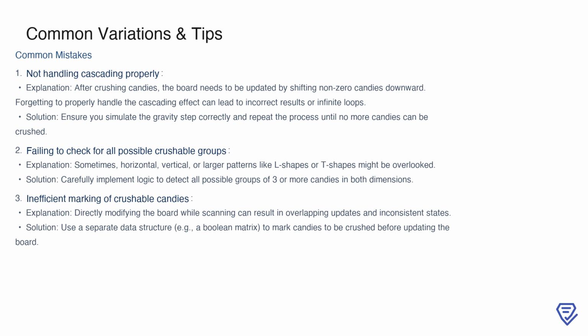Another mistake is failing to check for all possible crushable groups. While it's easy to detect simple horizontal or vertical groups of 3, more complex patterns like L-shapes or T-shapes can be overlooked. A robust solution requires logic that identifies all valid groups of 3 or more candies, regardless of their orientation.